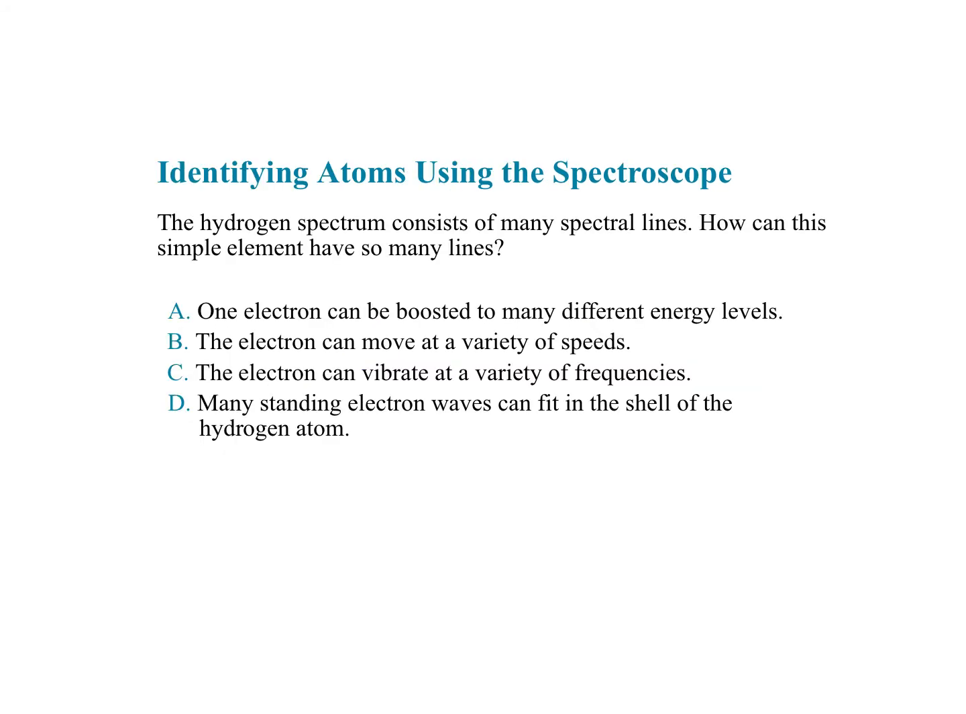Okay, so let's check our understanding. The hydrogen spectrum consists of many spectral lines. How can a simple element have so many lines? And the answer is that one electron can be boosted to many different energy levels. And we talked about how as it goes up to a higher level, as it falls down, there are different paths that it can take on the way down, and each one will give off its own particular color. So you can get multiple colors from the different shells that the electron's hopping to and fro from.